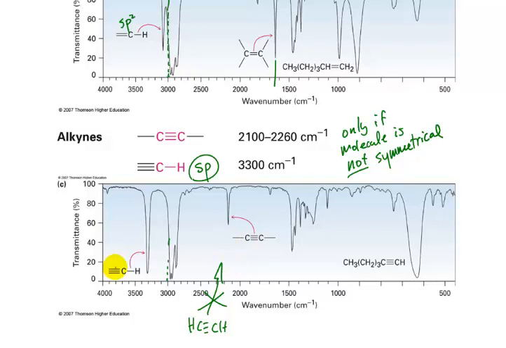And of course, the sp CH only occurs on a terminal alkyne, where the C triple bond C can be shown in an internal one, although it'll be much stronger if it is a terminal one because it's much more asymmetric that way.